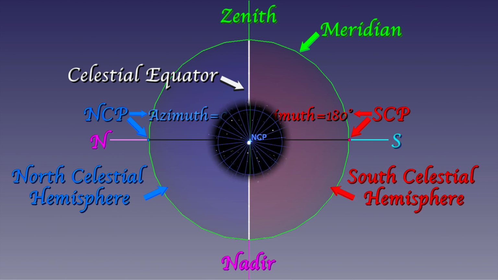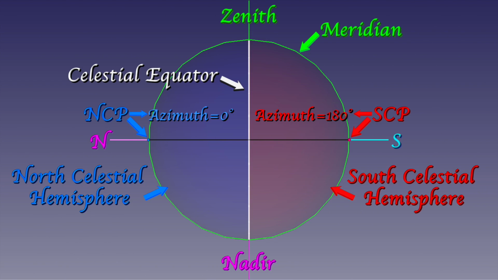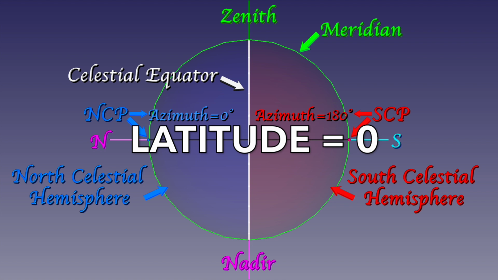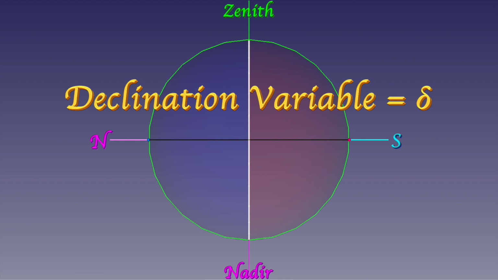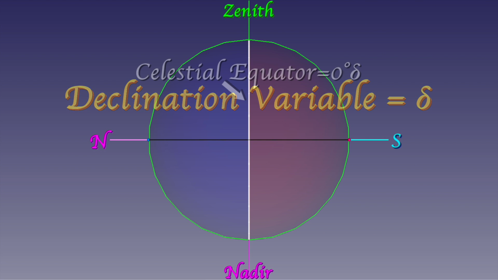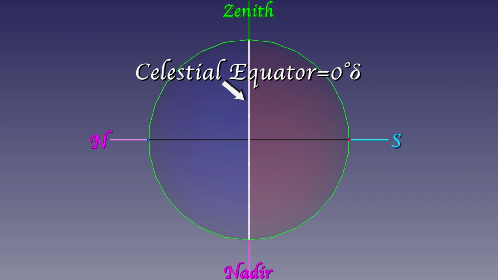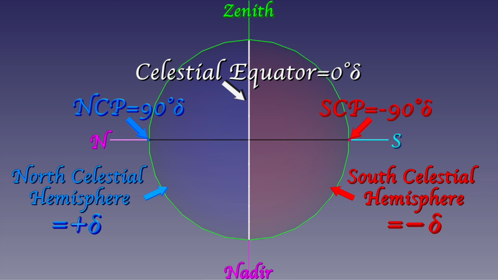Let's take another look at our example sphere again from the side view, with the same celestial landmarks we labeled previously, this time located back at a latitude of 0 along the equator. Since the celestial equator is considered the plane of origin of the system, we will label the equator as 0 degrees declination, with the NCP representing 90 degrees declination and the SCP representing negative 90 degrees. The blue hemisphere represents positive declination, while the red hemisphere represents negative declination.